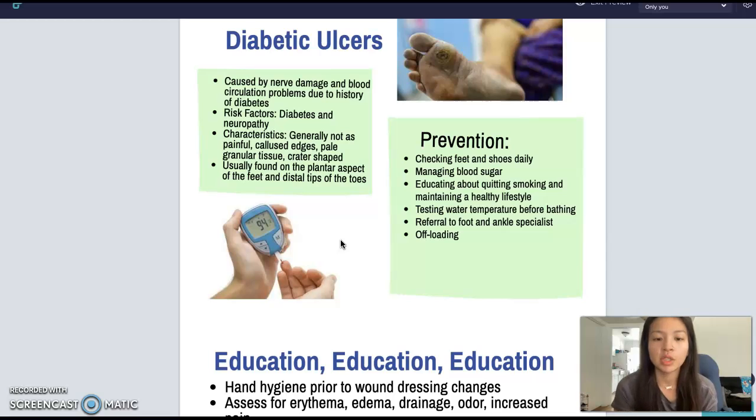In terms of prevention and treatment, you want to check their feet and shoes daily, make sure that their shoes are not ill-fitting, managing their blood sugar, making sure their A1C is within normal limits or within a good range. Of course, educating about quitting smoking and maintaining a healthy lifestyle, testing the water temperature before bathing, and referring to a foot and ankle specialist, as well as offloading.